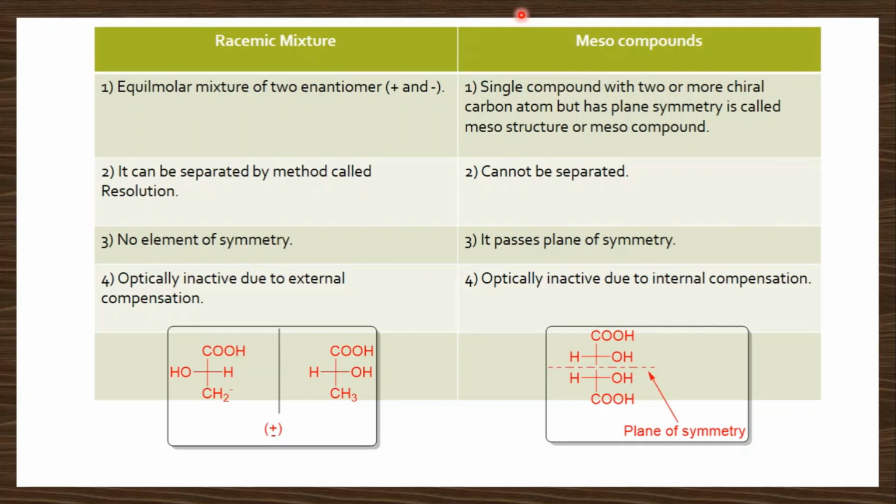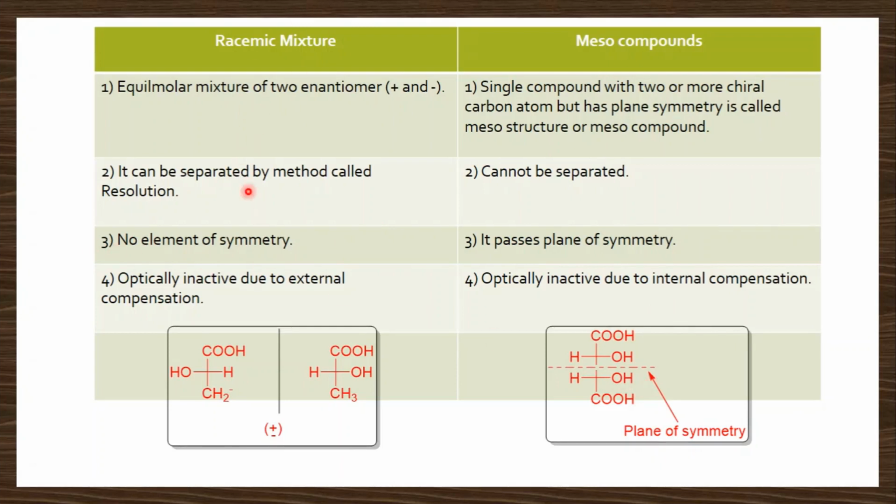So you can separate this racemic mixture by a method, and the name of that method is resolution. And here you can't separate, it cannot be separated. While the racemic mixture does not possess any element of symmetry, that is center of symmetry, plane of symmetry or alternating axis of symmetry, this meso compound possesses a plane of symmetry.